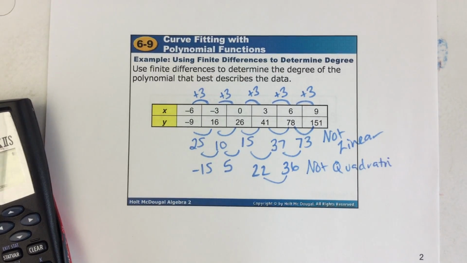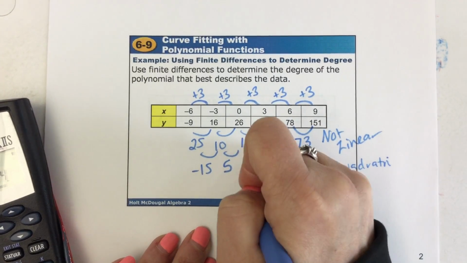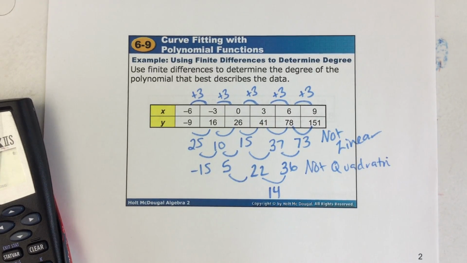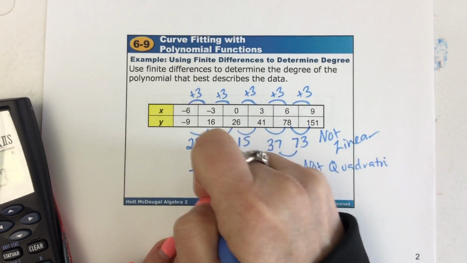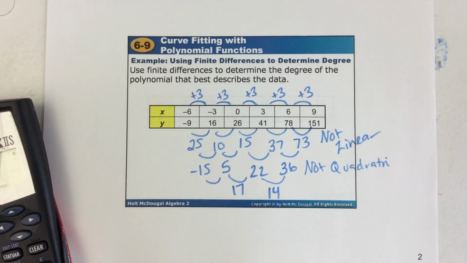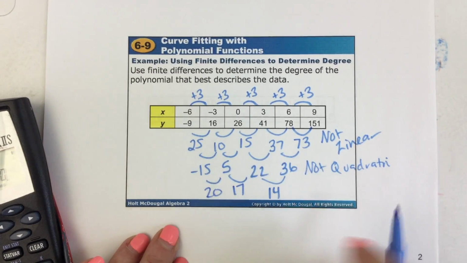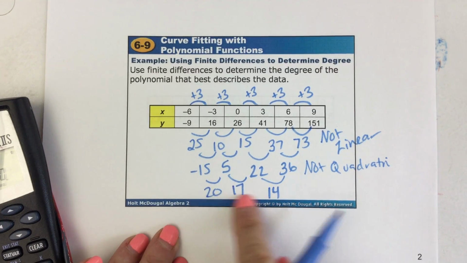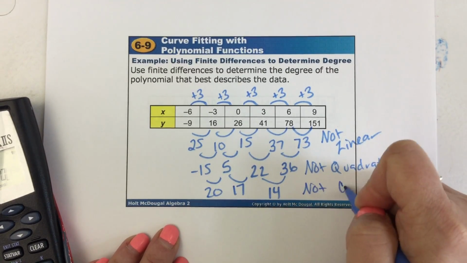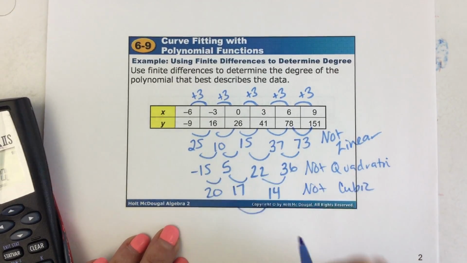Subtract again. 36 minus 22 is 14. 22 minus 5 is 17. 5 minus a negative 15 is 20. So 1, 2, 3, they don't match the third time, so it's not cubic. They don't match it. Got to keep going.